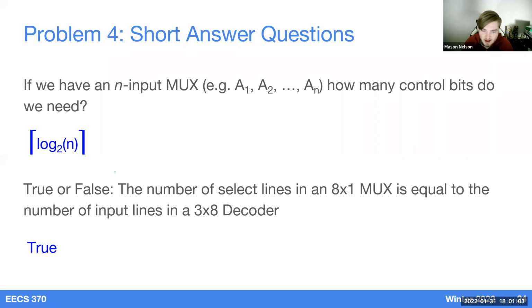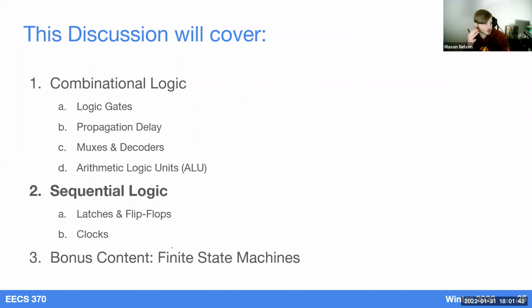Now, with that in mind, if we have an 8x1 mux, the number of select lines in that will be the log base 2 of 8, which is 3. So lg, which stands for log base 2, of 8 is 3. So we have 3 select lines to an 8x1 mux. And the number of input lines to a 3 to 8 output decoder is 3. So that means that for an n input mux and an n output decoder, the number of select lines is going to be equal to the number of input lines. All right. So that's all of our combinational logic.